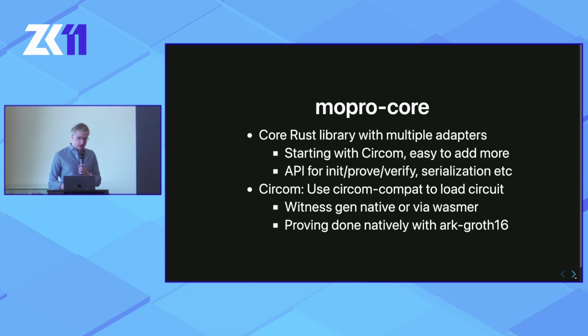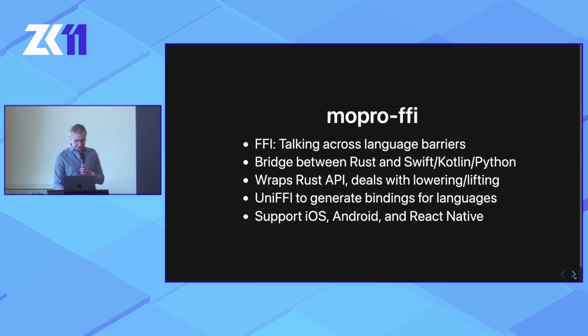Then you have this Mopro core, which is the core Rust library with multiple adapters. We're starting off with Circom, but it's very easy to add other proof systems, and we have done some POCs around that. It basically has an API for initializing the library, proving and verifying, dealing with serialization, and these types of things. And in the case of Circom, it's using Circom Compat, which is part of the ArkWorks family, to load the circuit. And the witness generation is either done natively, kind of experimental and still a bit work in progress, it only works for some circuits, or via Wasmer. And then proving itself is done natively via Ark Groth16.